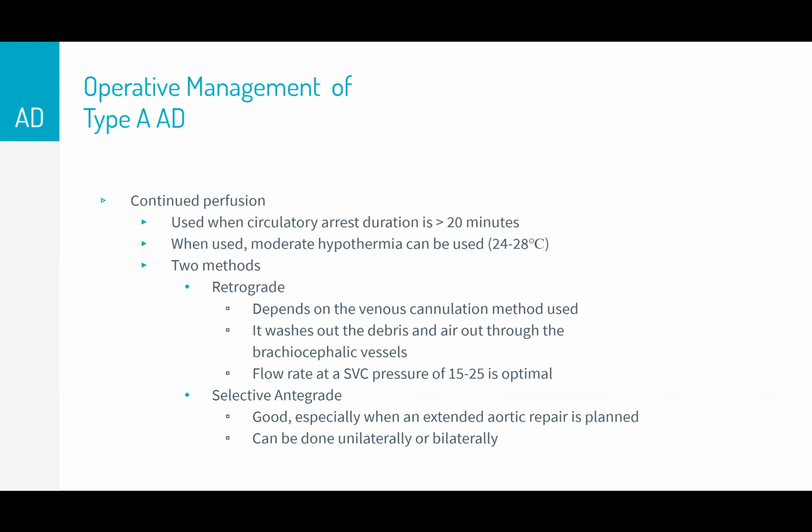And its advantage is that it washes out debris and air out through the brachiocephalic vessels. The flow rate at the SVC pressure needs to be 15 to 25. The selective antegrade cerebral perfusion is a good option, especially when an extended aortic repair is planned. Can be done unilaterally or bilaterally.